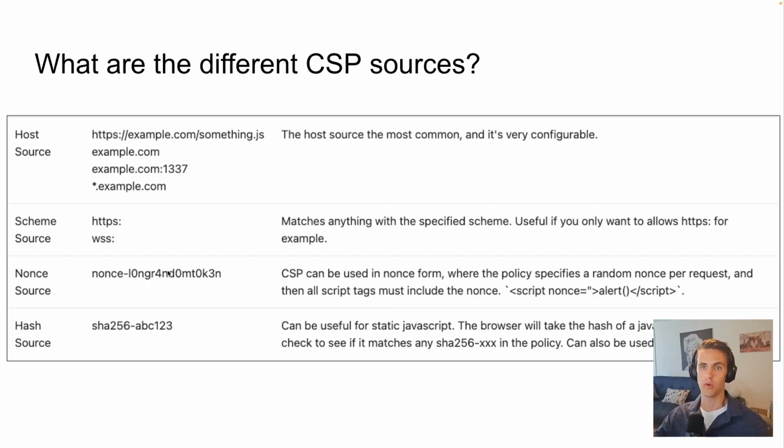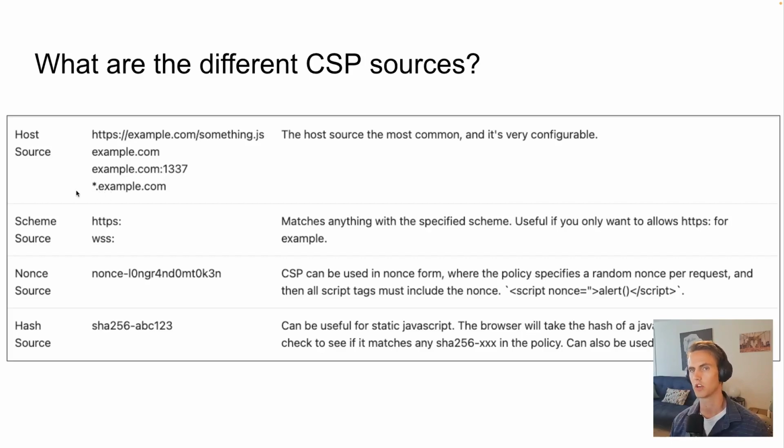So for all those directives, you're allowed to specify a bunch of different sources. The most common one is probably a host source. So you can have a full URL, like HTTPS, where you're allowed to load, let's say, this JavaScript file, example.com/something.js. You can also just specify a host, so it could just be anything from example.com. You can also do a port, anything from example.com on the specific port.